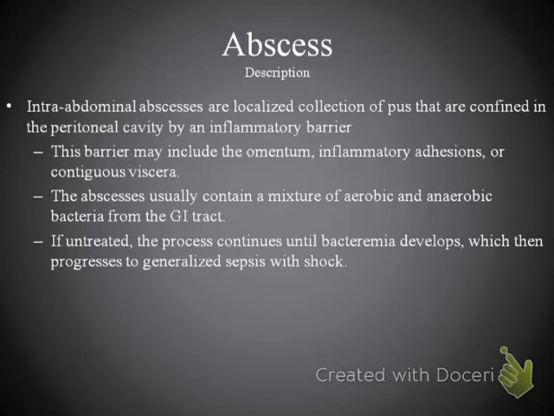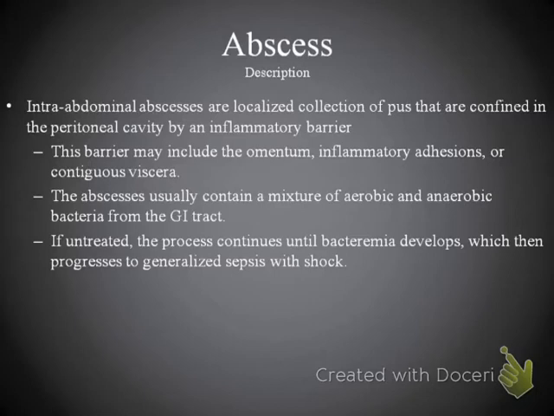Which now brings us to abscess. And so we see that intra-abdominal abscesses are localized collections of pus that are confined in the peritoneal cavity by an inflammatory barrier. This barrier may include the omentum, inflammatory adhesions, or contiguous viscera. The abscesses usually contain a mixture of aerobic and anaerobic bacteria from the GI tract.